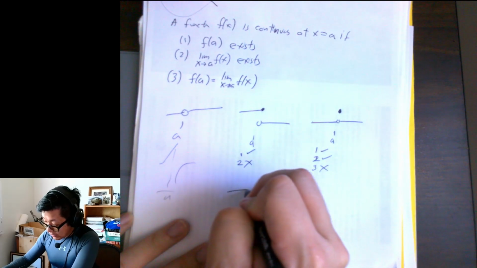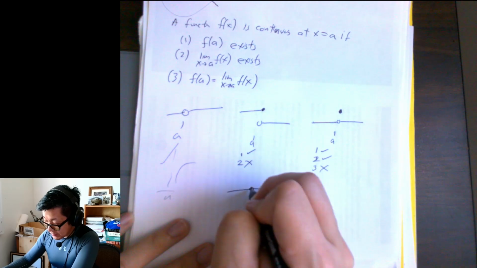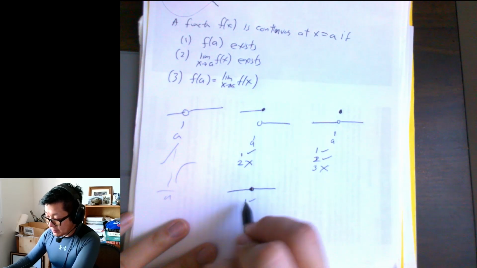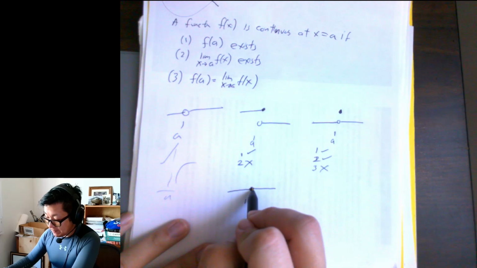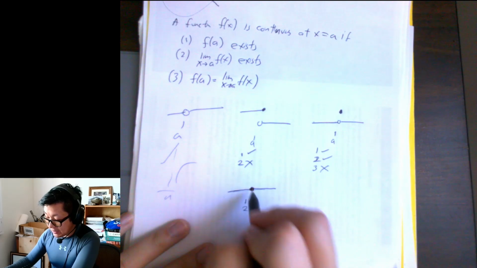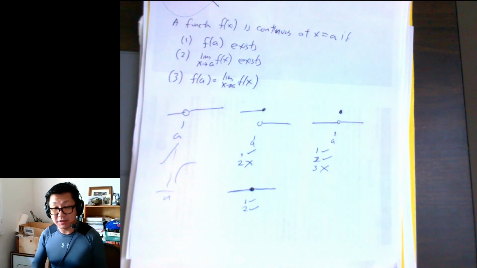Only in the case where all three of these are true, so I'm going to draw this as a hole that's filled, will the function be continuous. So the function exists at point A, the limit exists, and they equal each other at A. That's what it means for a function to be continuous at a point.